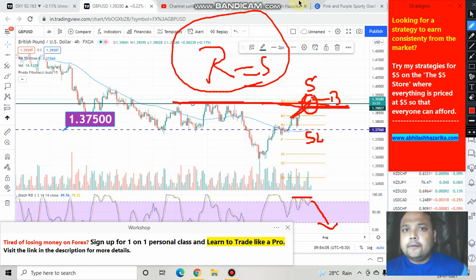On the other hand, if you find market coming down here in between these two lines, then also you can go for a buy level. Keep in mind that if you buy here or here, then this will be your take profit target, 1.3928. This resistance will be your take profit target.